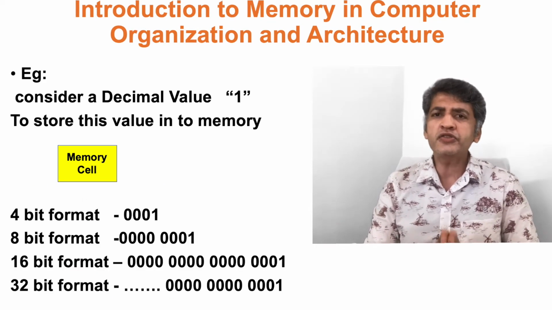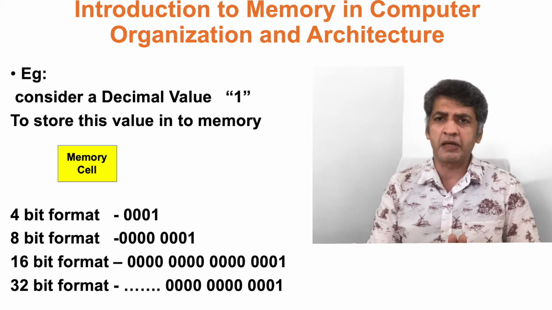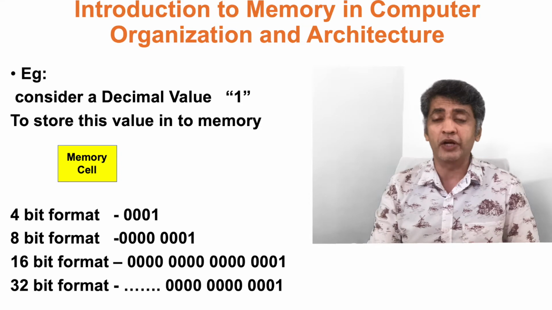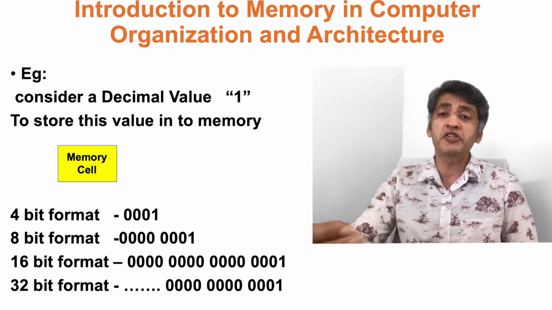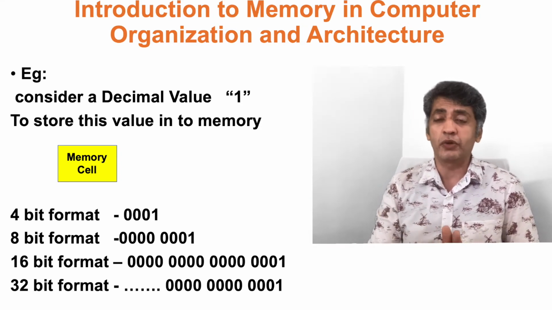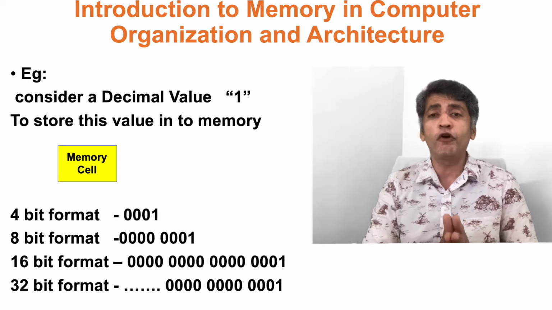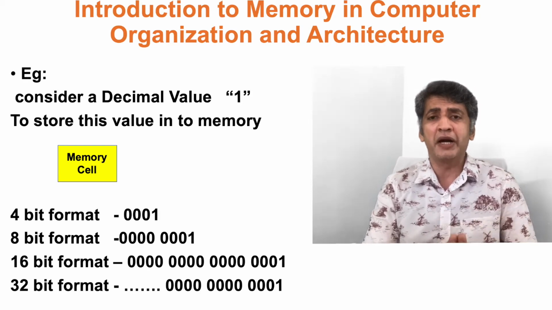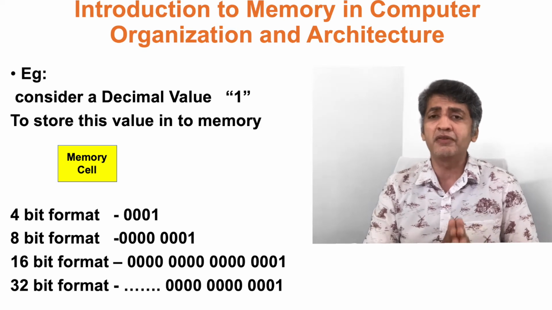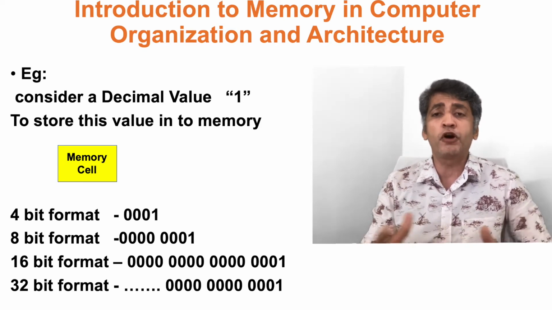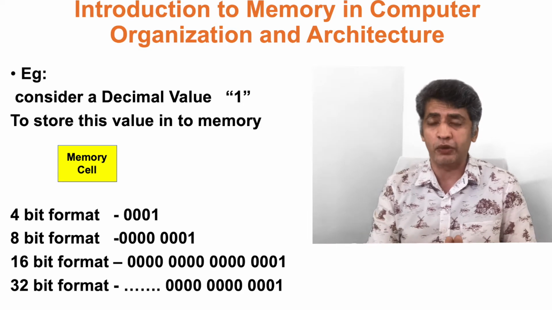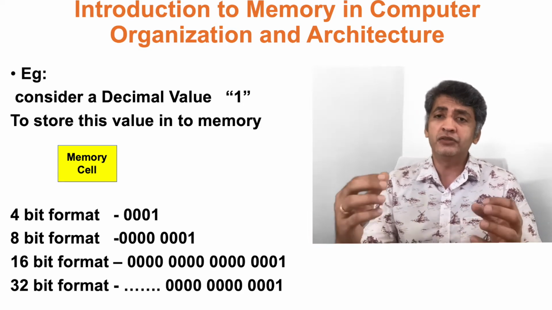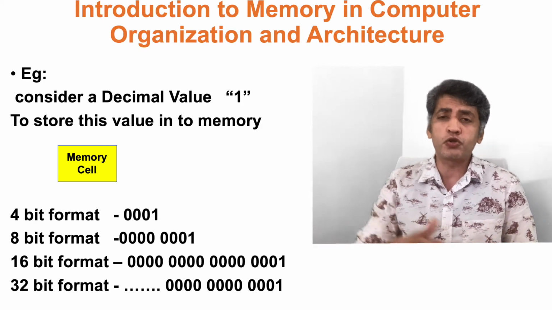Here we are going to see one particular example. If I want to store the decimal value 1 into the memory, how will this decimal value be stored in the system memory? There are 4 formats available. I can store my data value, the decimal value 1, in the system in binary format. So my decimal value will be converted into a binary format, and then that binary value will be stored into the memory.